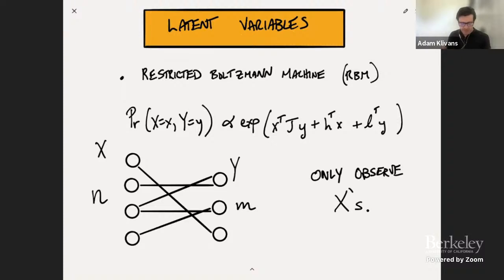There are typically n variables that are observed and m variables on the right-hand side that are latent. And then again, we have this nice decomposition of the PDF, so that the joint distribution over X and Y is proportional to the exponential of X transpose J Y plus h transpose X plus l transpose Y. And this J is the interaction matrix.